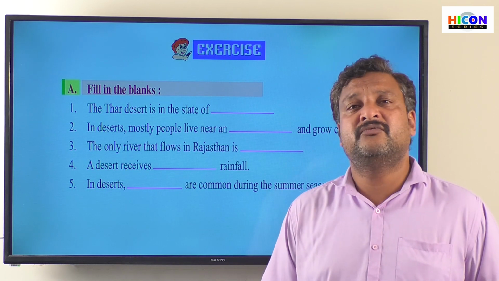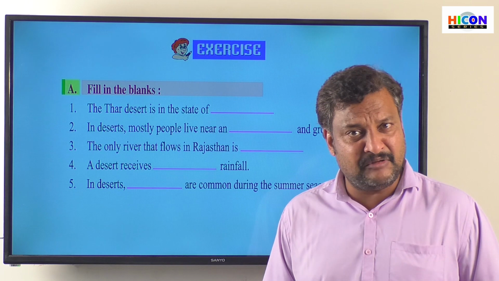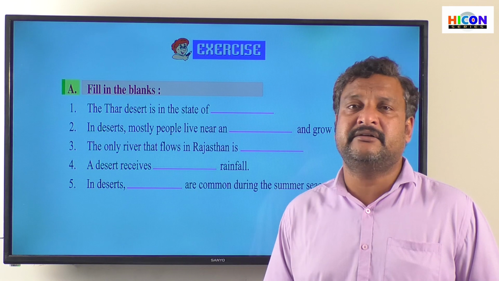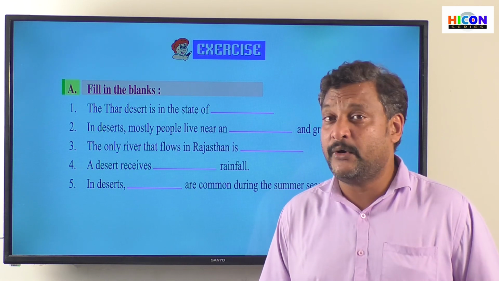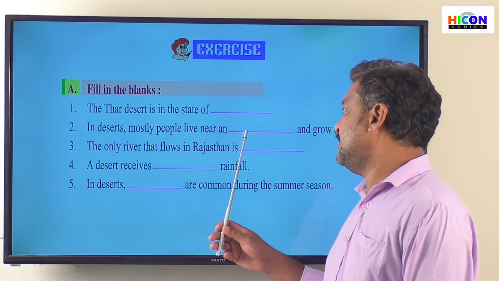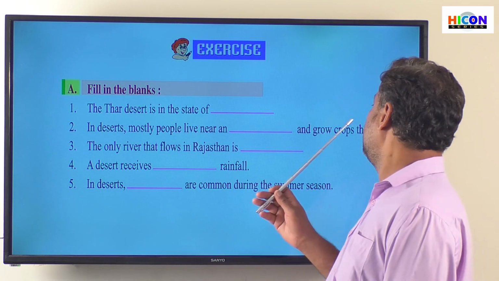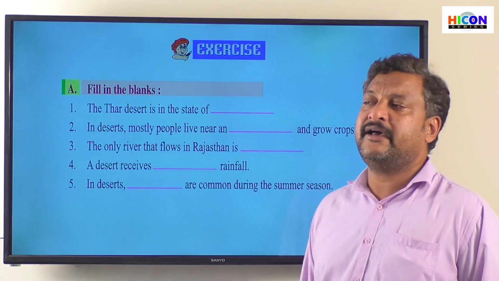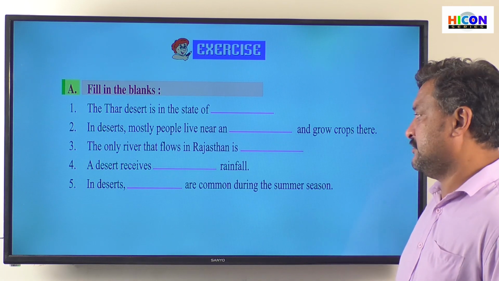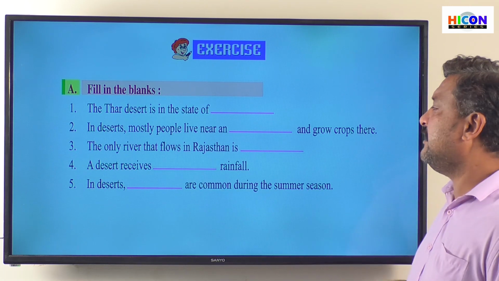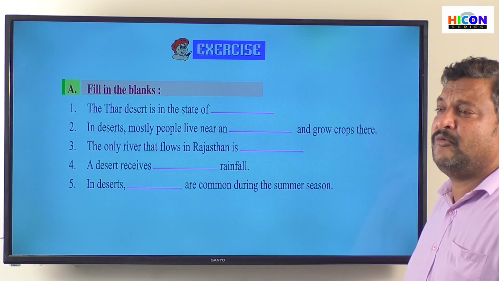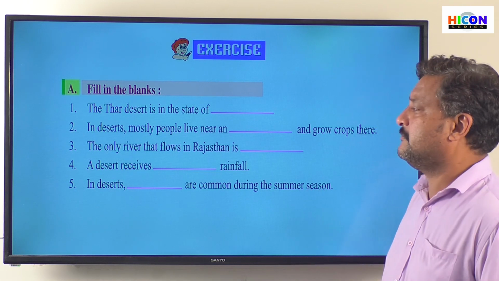The area which provides some amount of water and supports cultivation of crops is called an oasis. So in the desert, mostly people live near an oasis and grow crops there. An oasis is that place in a desert where we can find water. Third, the only river that flows in Rajasthan is Luni. Luni is the name of the river that flows through Rajasthan.